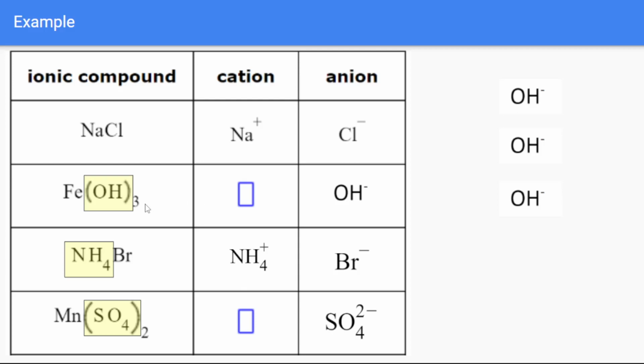We know there are 3 hydroxides and we know there's 1 iron. The charge of each one of these hydroxides is negative one, right? And there's 3 of them, so that's a -3. So what is the charge of iron? It's going to be 3. 3 minus 3 is 0. So the charge of iron is +3.